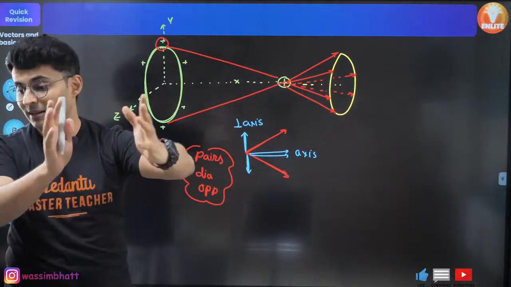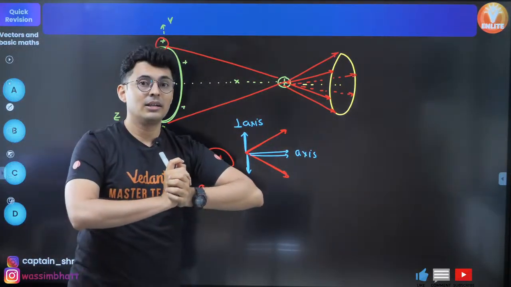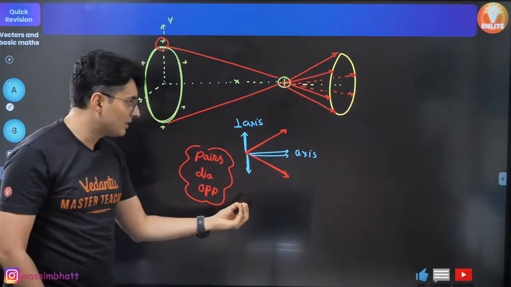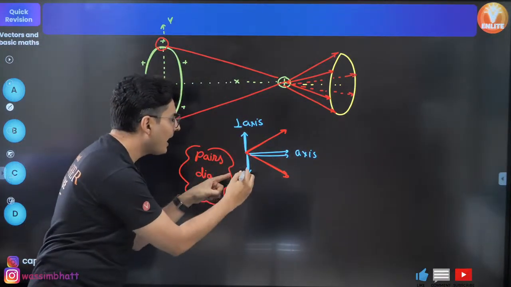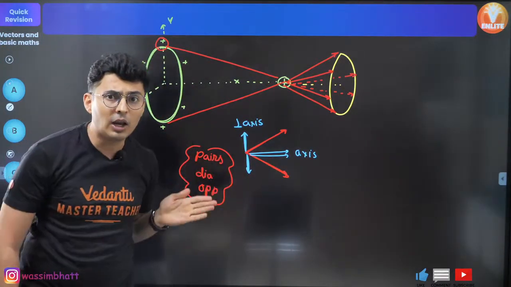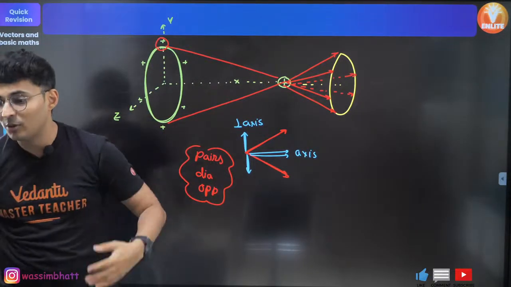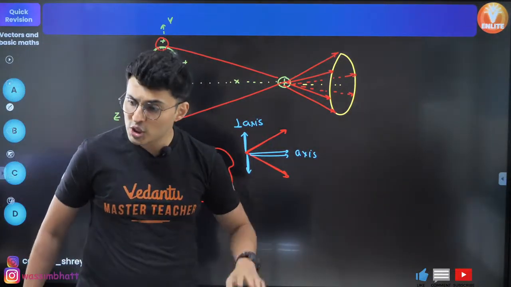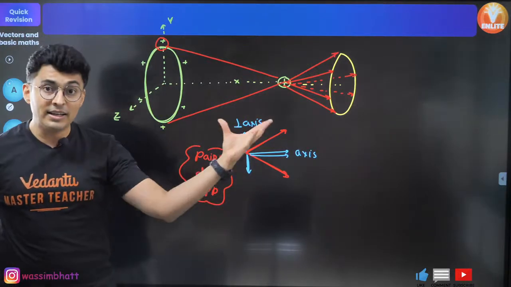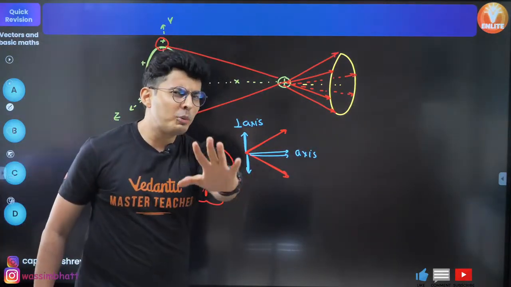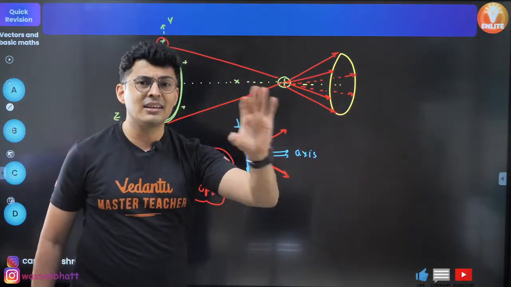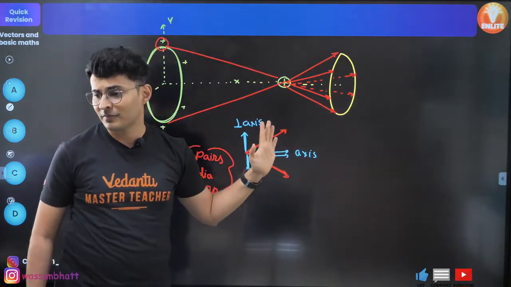Which components will subtract? Which components will add? Which components will subtract? Will the perpendicular add? Will the axial along the axis add? Think about it. Guys, visualize this. That is why I am teaching you this chapter, so that your 12th will become easy, peasy, lemon squeezy.